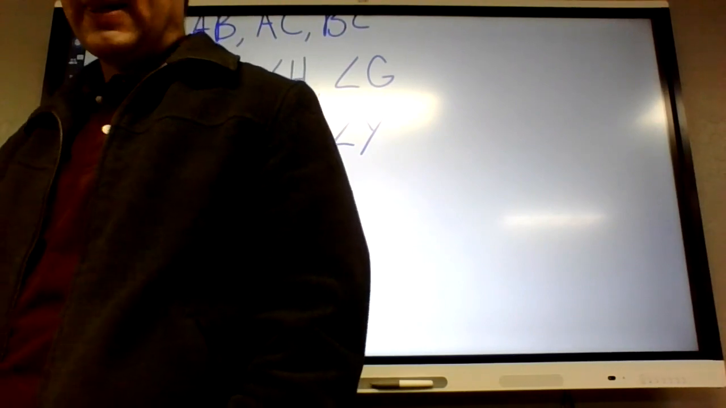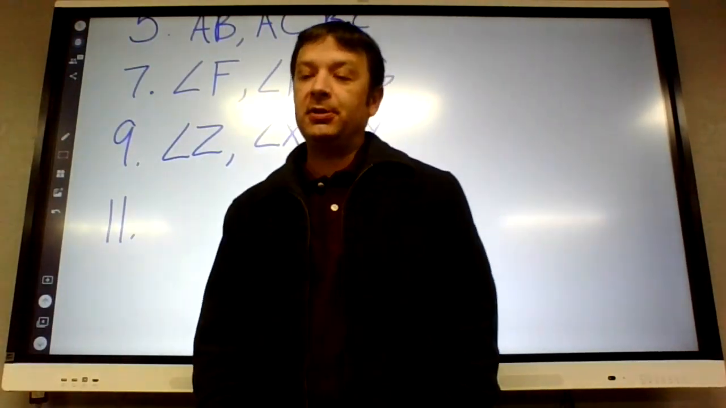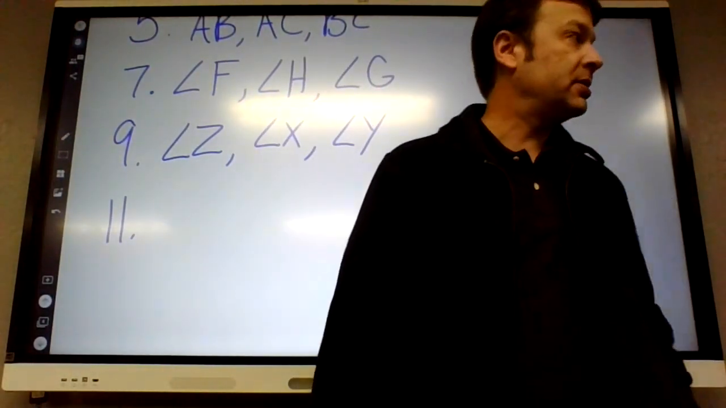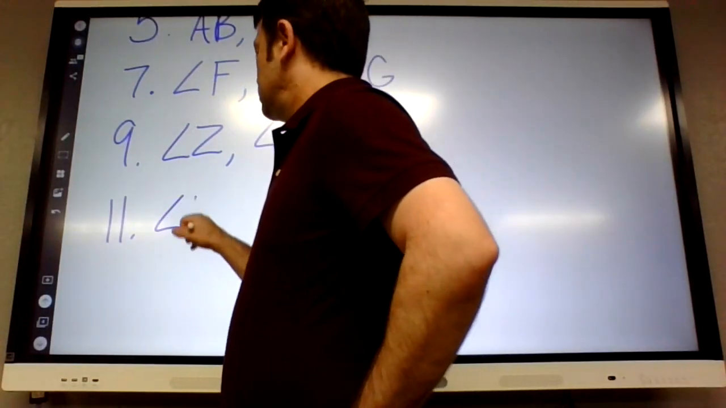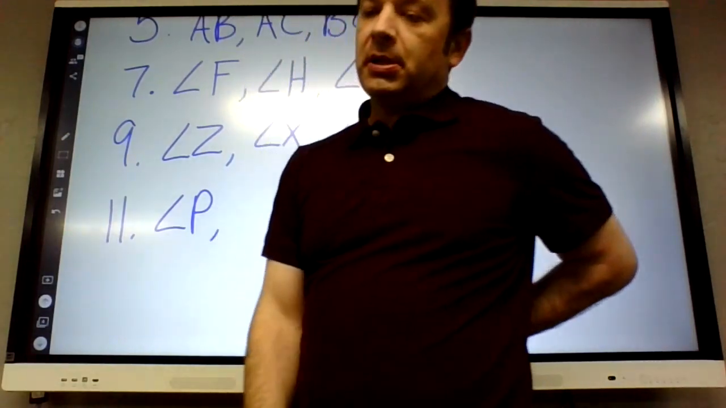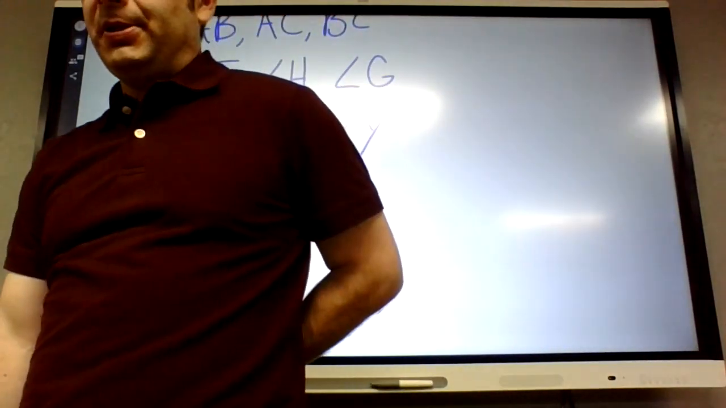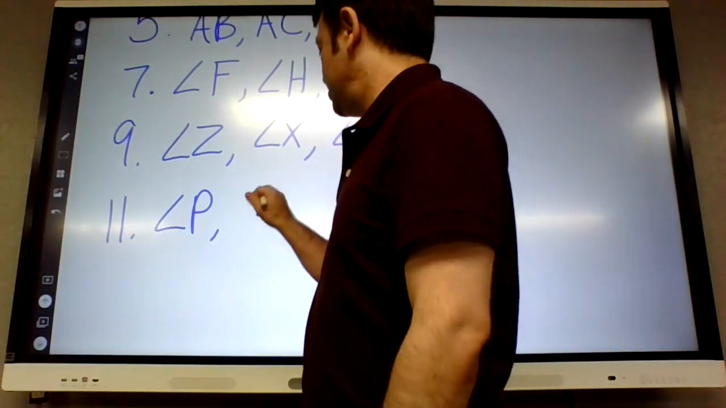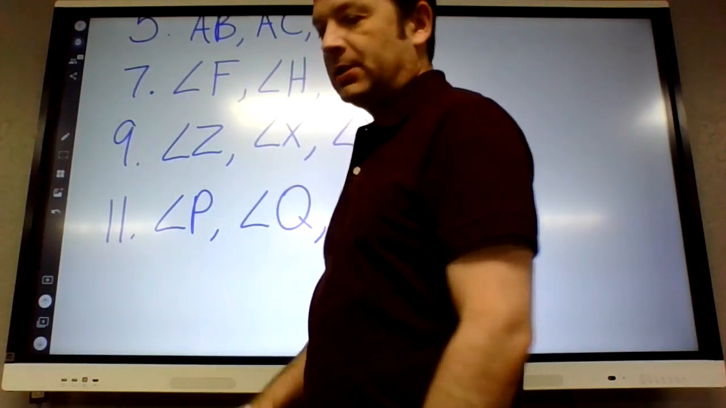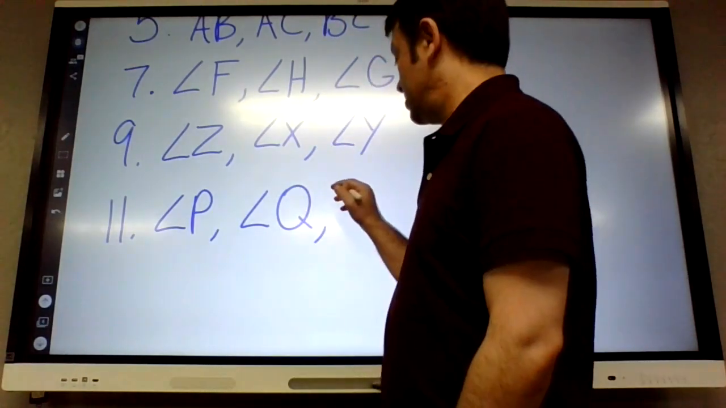Number 11. Which of those would have to be the small side? Y minus 10. Y minus 10 must be smaller than Y. So the small angle must be what? P. The medium side must be PR, so angle Q must be the medium angle. And that leaves angle R to be the largest.